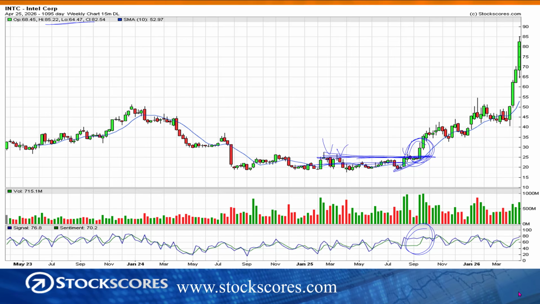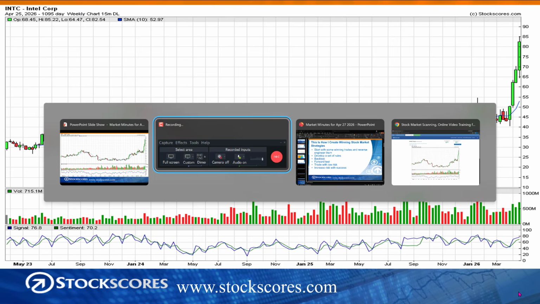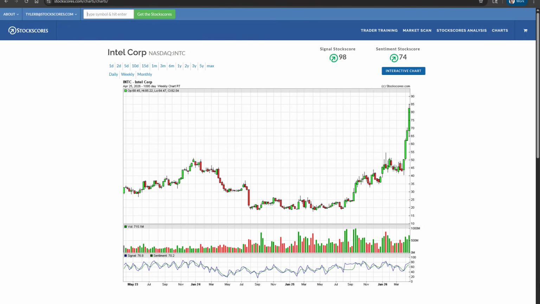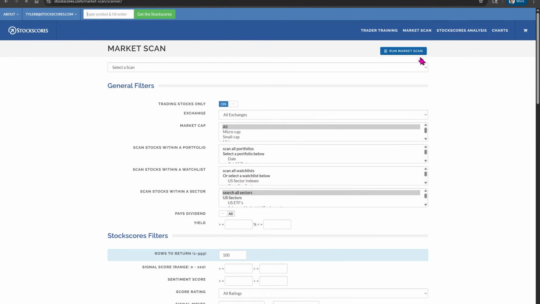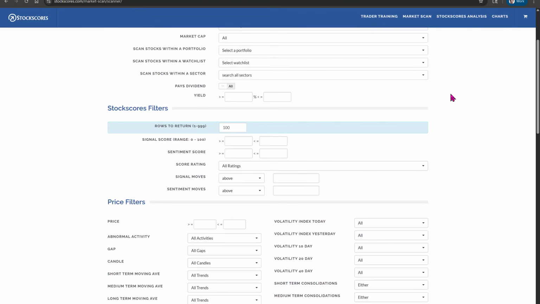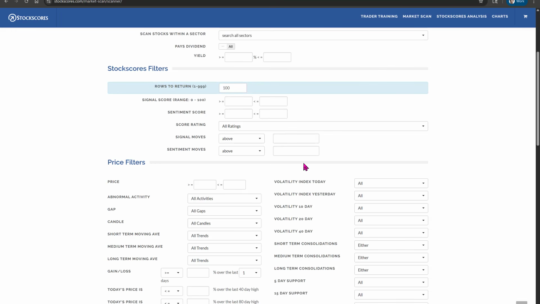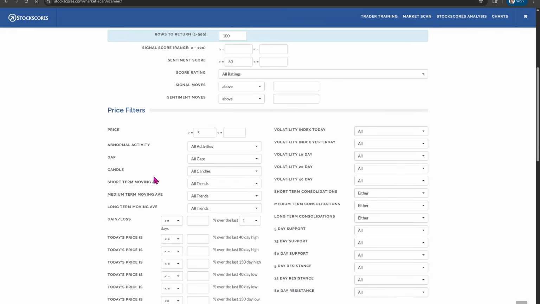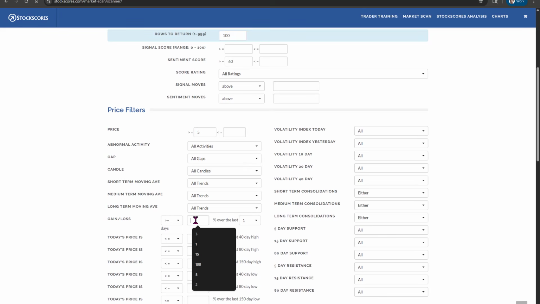All right, so now let's jump into the Stockscores website, and there's the Intel chart, and we're going to build a market scan to do this searching for us. So this is a tool that I created to help investors find stocks that have good potential. We're going to set up some of these filters. We're going to say sentiment stock score of at least 60, and I want price, just for the sake of this, greater than $5, and gain loss over the last 10 days, I want it up at least 10%.